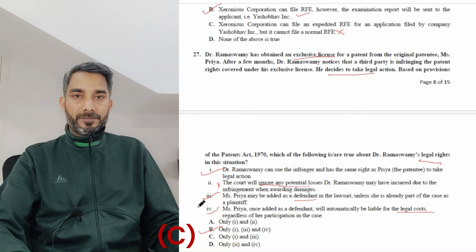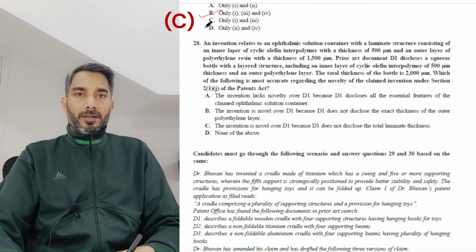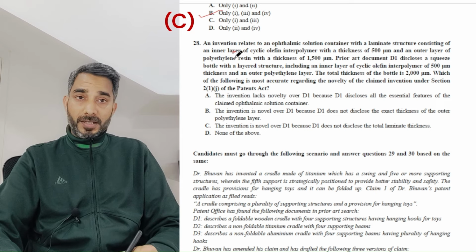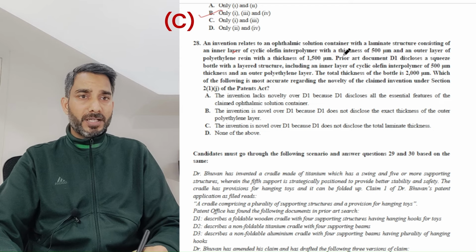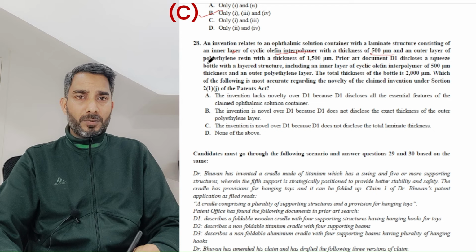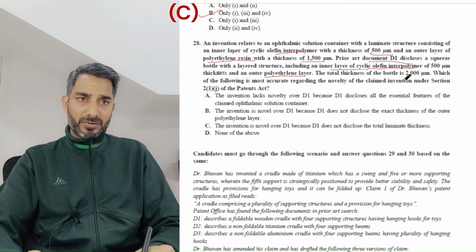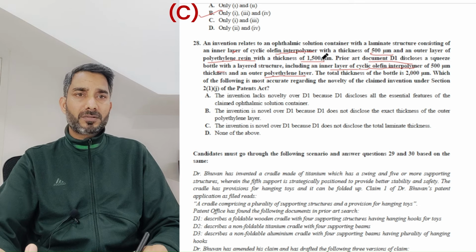Let's move to the next one. An invention relates to an ophthalmic solution container with a laminate structure consisting of an inner layer of a cyclic olefin interpolymer with a thickness of 500 micrometer and an outer layer of, okay, so there is an inner layer of some material, 500 micrometer, and there is an outer layer with this thickness. Disclosure D1 discloses a bottle with an inner layer of the same material, 500 micrometer, and a polyethylene layer is also there. The total thickness of the bottle is 2000 micrometer, which is 1500 plus 500.